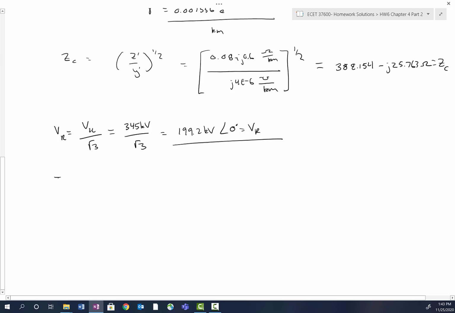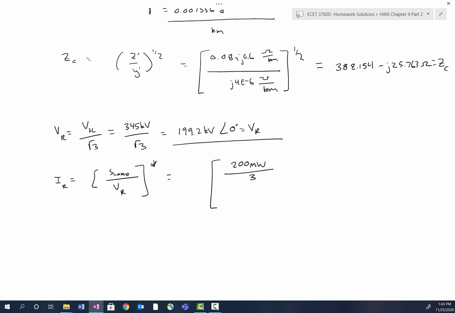So we know that we can solve the receiving end current if we know the load voltage and the load apparent power, and we divide that by the load voltage on a line-to-neutral basis, and we take the complex conjugate of that. We weren't given load apparent power, we were given real power, but this should be old hat by now. We're going to take that 200 megawatts P. First we need to convert it from a three-phase number to a single-phase number, so on a power basis you divide by 3. And then also to convert from P to S, we need to divide by the power factor.